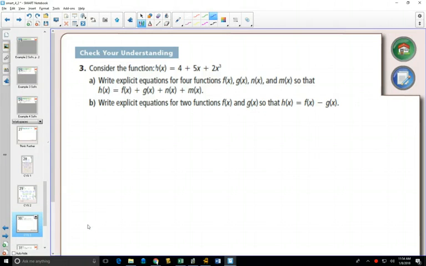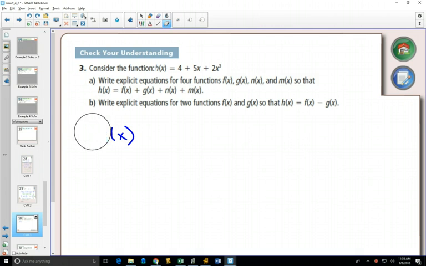So in examples 3 and 4, they give you a function that's already been put together, and then they say, could you write 4 different equations so that this final equation, once it's all added up together, would equal what you have. And so these questions don't happen on the exam very often because it's open-ended. You could write a whole bunch of different answers.